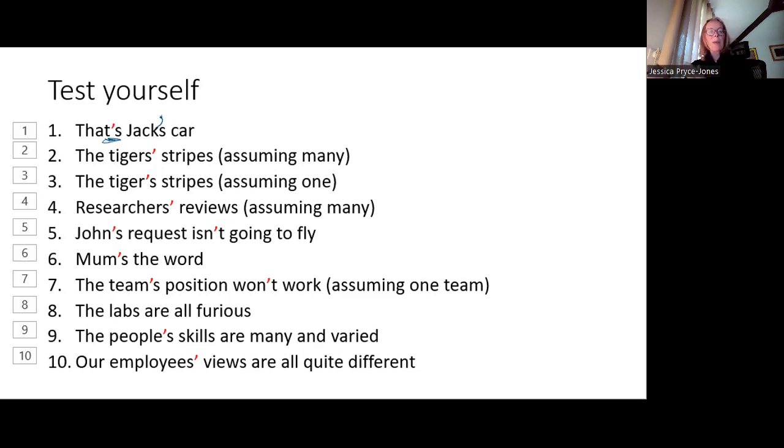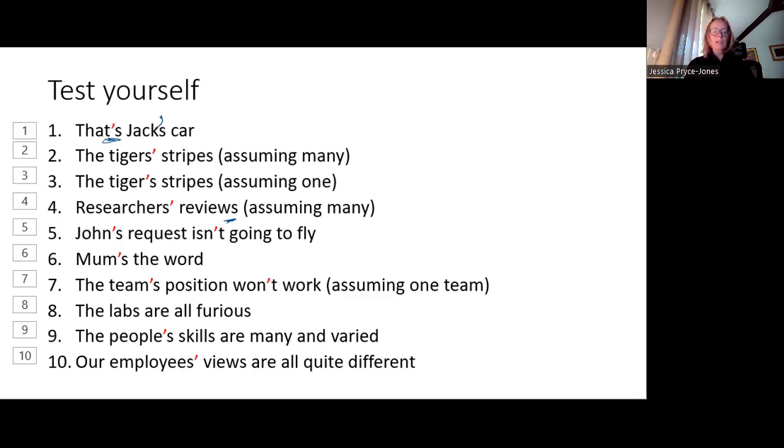Okay, now let's assume we've got many researchers in number 4. The researchers' reviews. Now remember, reviews is plural. There's lots of them, but just because it's a plural, it doesn't have an apostrophe. Whereas the reviews belong to those researchers. They're the reviews of the researchers. So we have an apostrophe afterwards. If it's only one researcher, of course, it would go before. John's request isn't going to fly, right? It's the request of John is not going to fly.